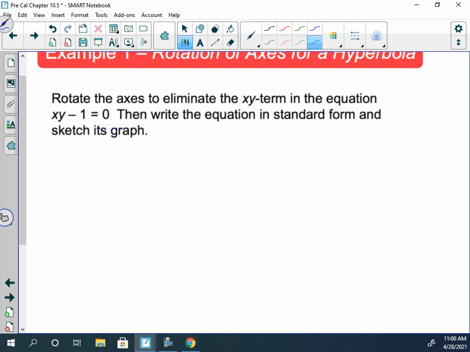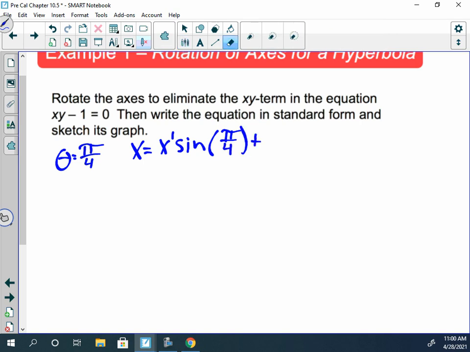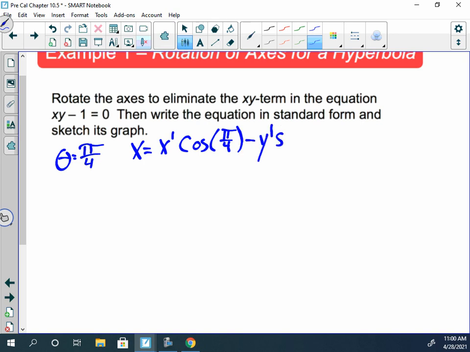Okay. So our angle is pi over 4. Now we're wanting to find the angle. Now we're going to use these here to define x and y. Now x is going to equal x prime sine of pi over 4 minus... I got them switched. It's going to be x prime cosine of pi over 4 minus y prime sine of pi over 4.